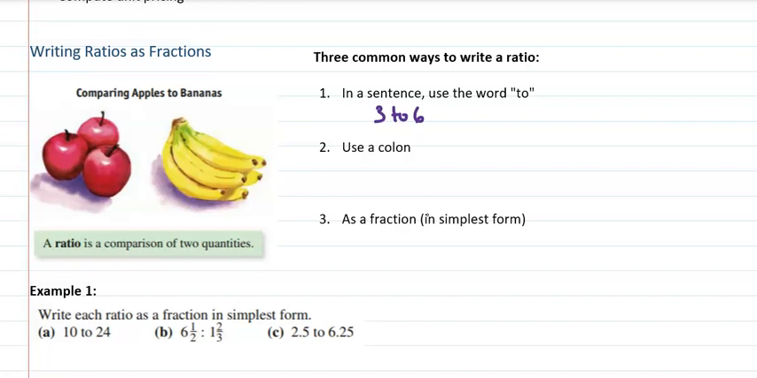And using a colon, you would say the ratio of apples to bananas is 3 colon 6, and we still say 3 to 6. And the last way is as a fraction, 3/6. And then we would simplify it. If it's a fraction, we simplify it to, in this case, 1/2. We don't usually do that with a colon. A colon usually has the raw numbers, and also with words, we just use the raw numbers.